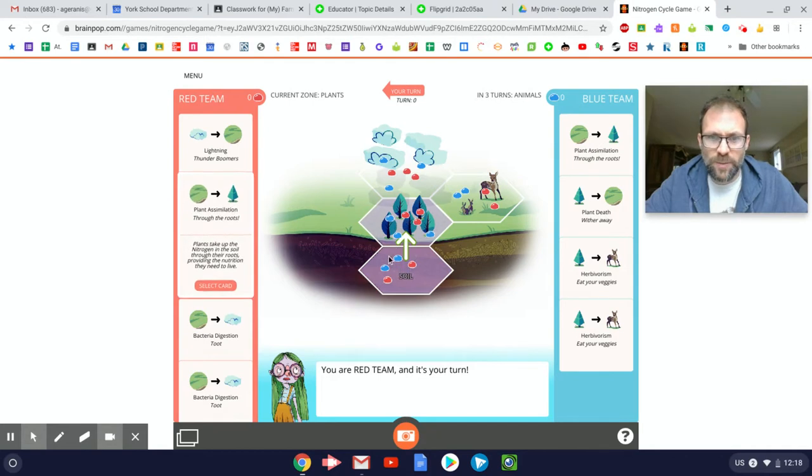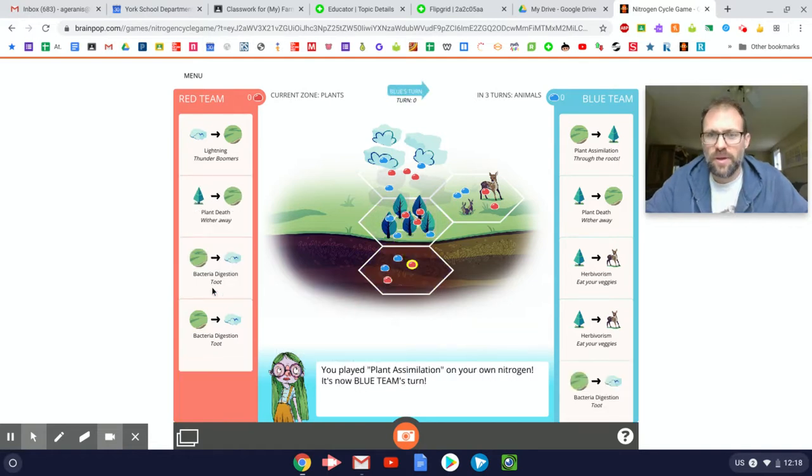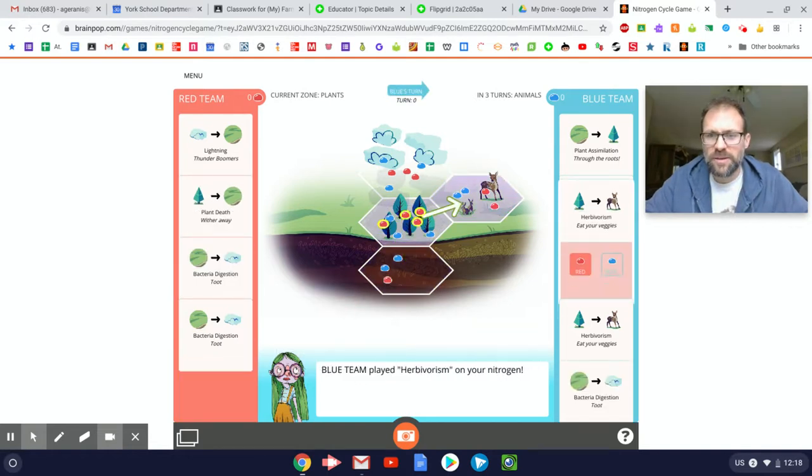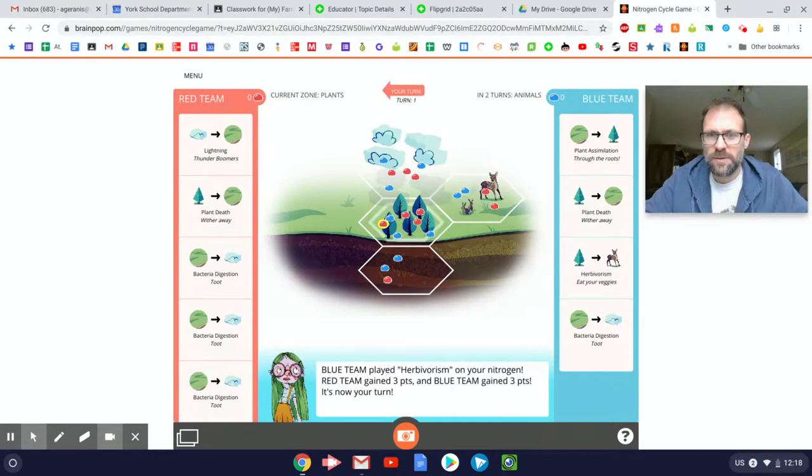Well, look at this. So I'm going to play it because look, I have my red nitrogen pieces in the soil, and I want to move them to the target area. This is the perfect card to play. So I'm going to play my card just like I've done in the other 2 games. Blue will play their card. There it is. They played herbivorism, which means animals that eat plants only. Nitrogen has continued to move, and now it's 3-3.